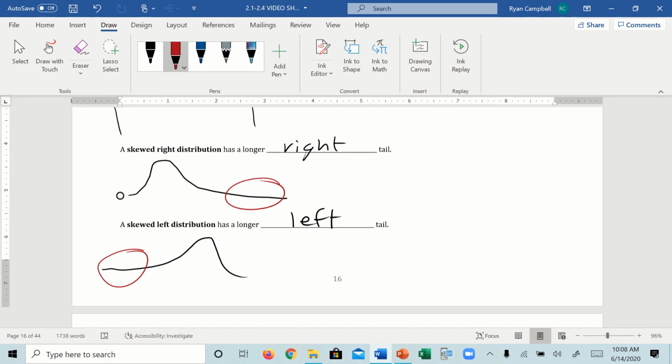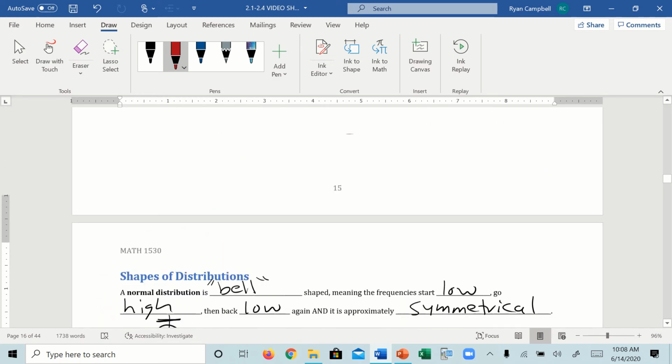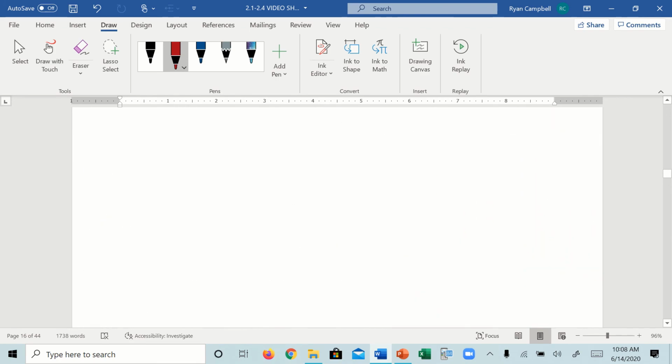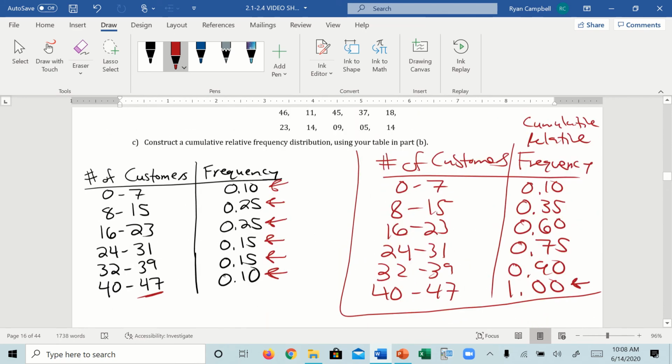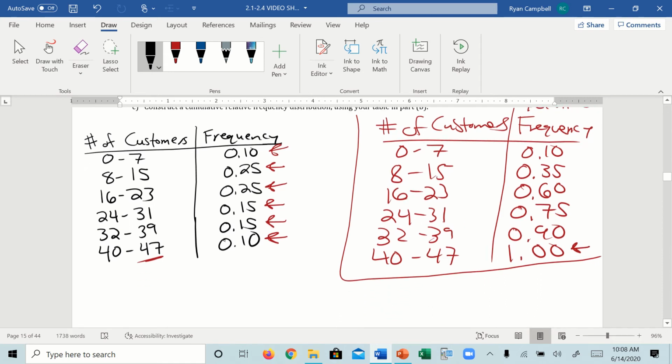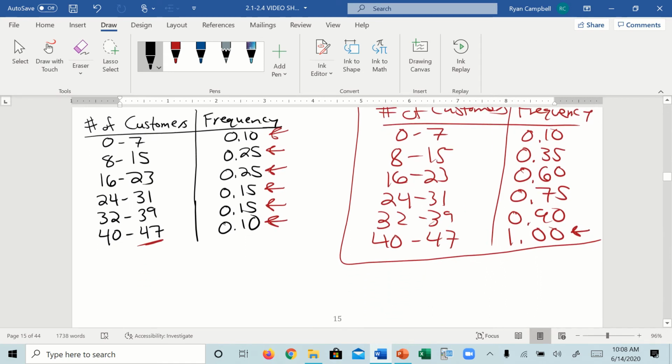So we can actually talk about this with all types of different things. If we go back and look at our distribution, let's look at our cumulative frequency distribution. So what kind would this be? Well, if you notice, if we drew this on a line, it goes 10%, 35, 60, 75, 90, 100. So it kind of looked like this, right?